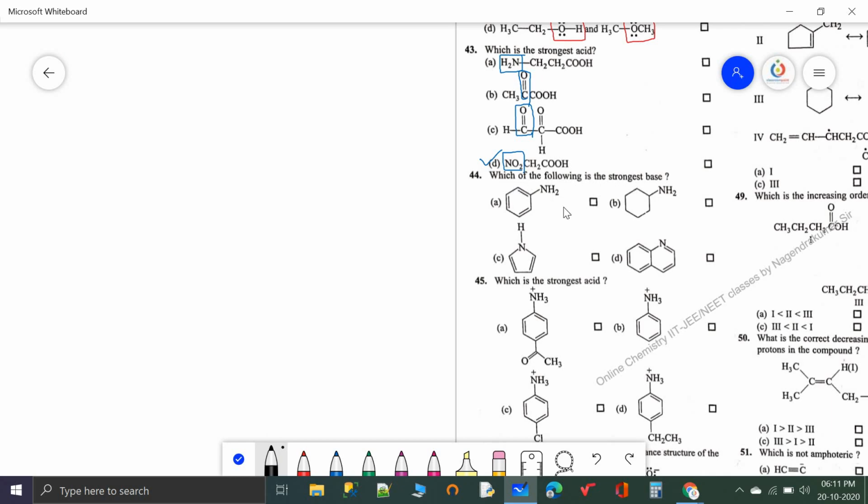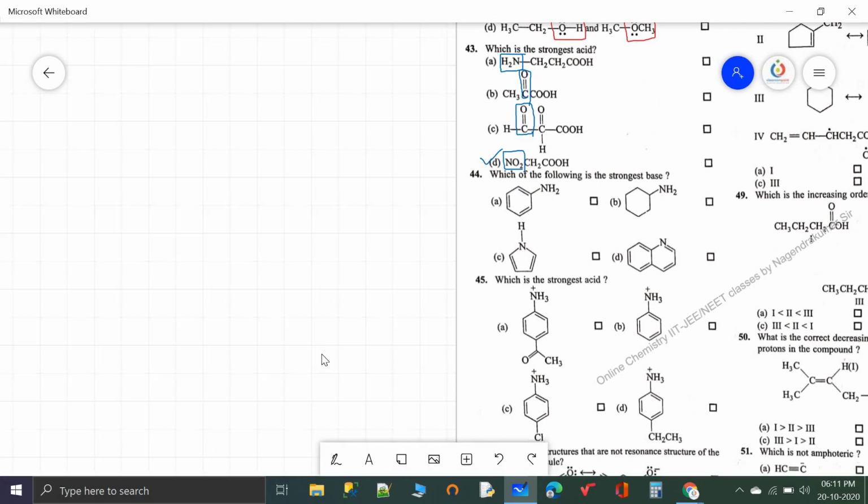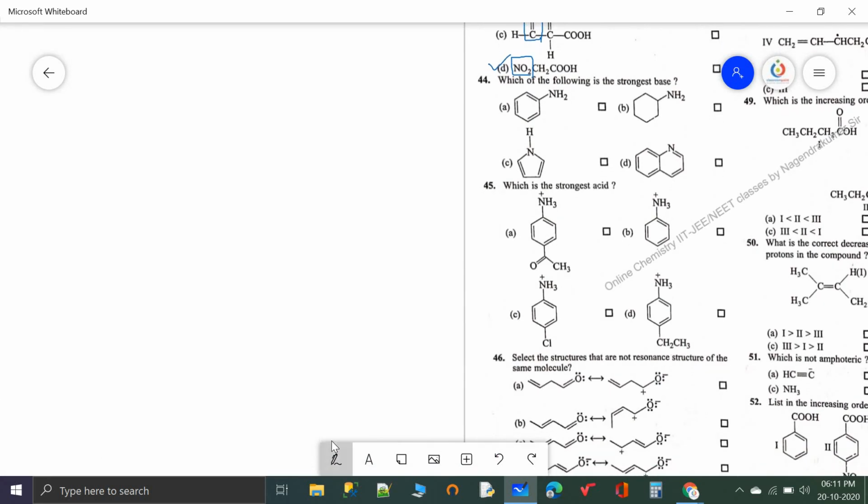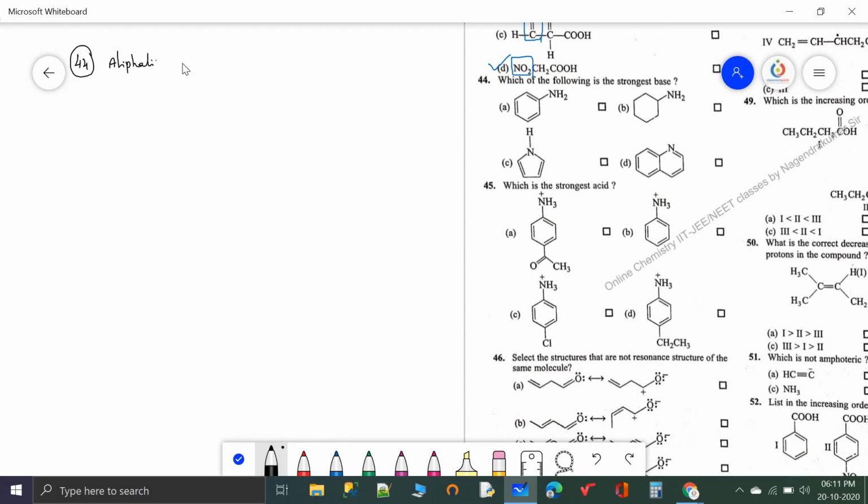Which of the following is the strongest base? We know that aliphatic amines are stronger bases than the aromatic amines. So among all these, the aliphatic amine is the one. So option B is correct here.